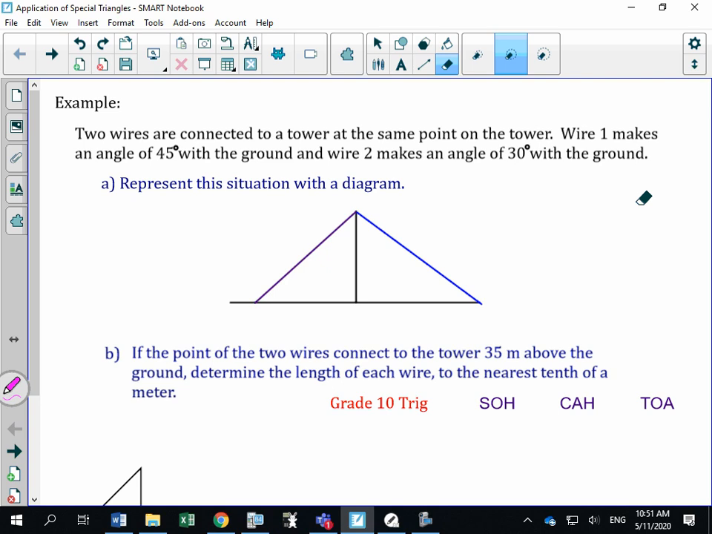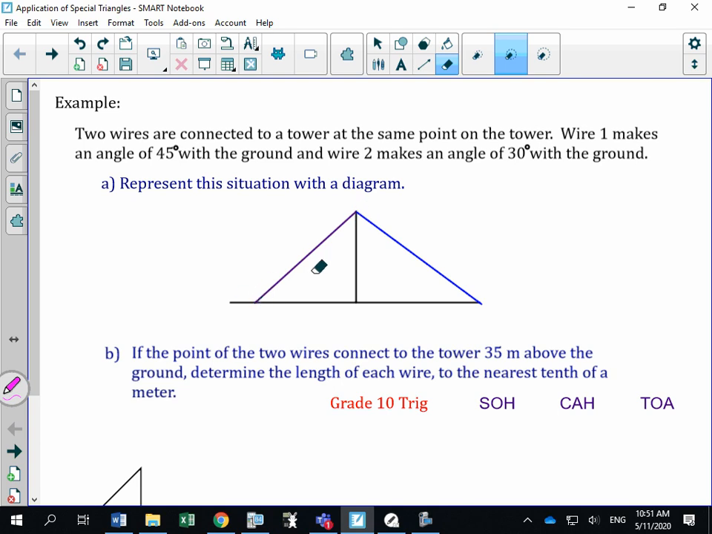The reason why I like this question is because we're first going to solve it how you would have done in grade 10. And then what we're going to do is say, okay, now in Math 20-1, 30-1, how would you solve this using special triangles? So it says two wires are connected to a tower at the same point on the tower. So pretend that this is your tower here, and they have two wires coming out of the tower at the same point, and each of those wires is connected to the ground.